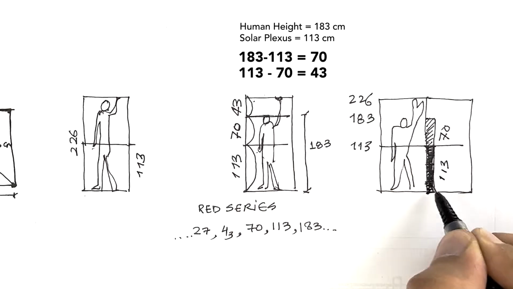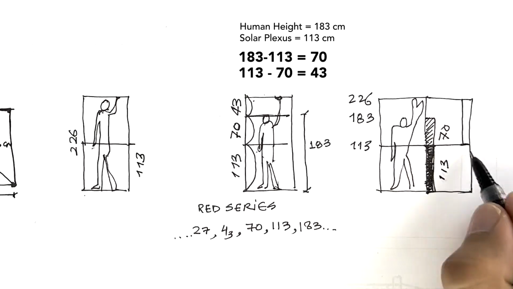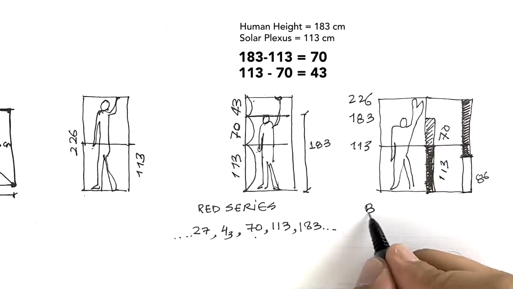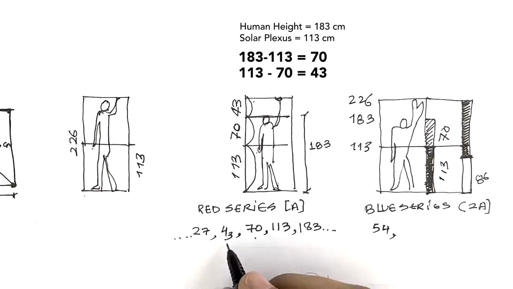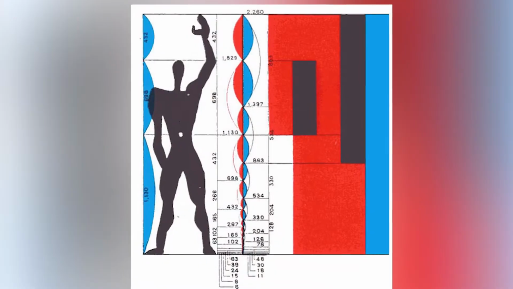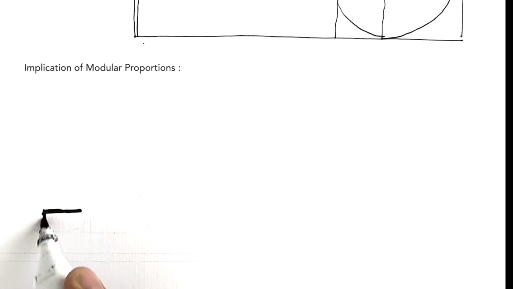And if you double these numbers, we will get 54 cm, 86 cm, 140 cm, 226 cm, and it becomes the blue series of Le Corbusier. Now let's understand how to use these numbers in design.